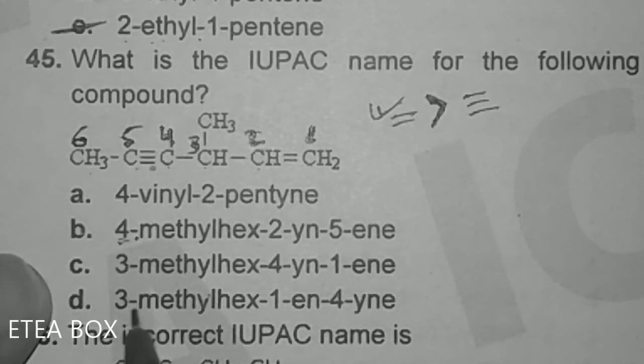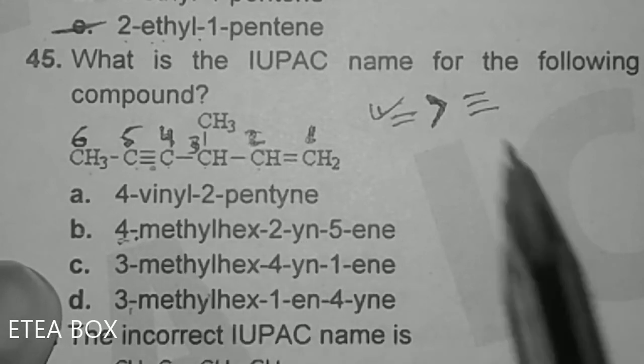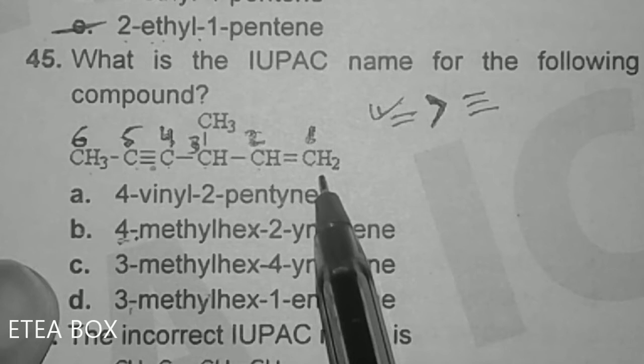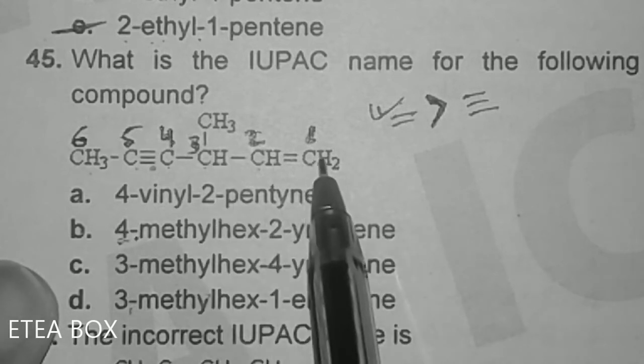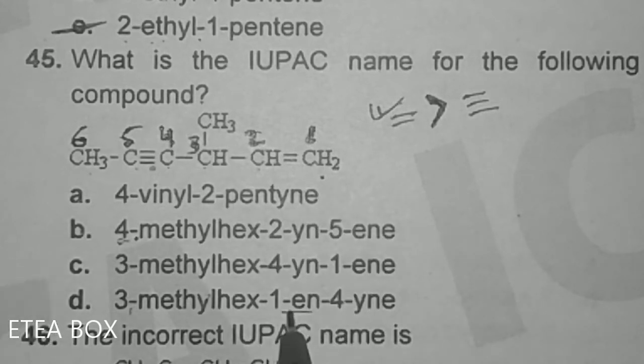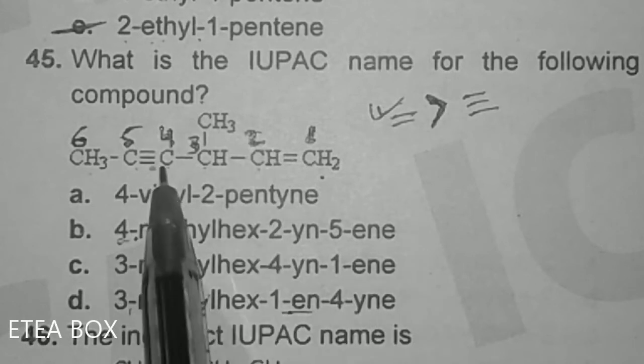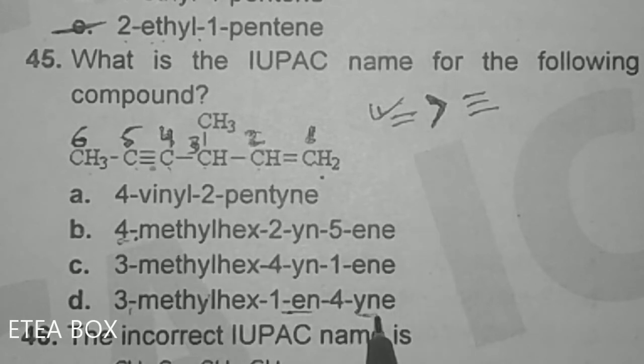Now look here, on carbon number 3 a methyl group is present, which means 3-methyl hex, because the parent name is hex. And on carbon number 1, look, the double bond is present. And on carbon number 4 the triple bond is present, so its name will be 3-methylhex-1-en-4-yne. So option D is correct here.